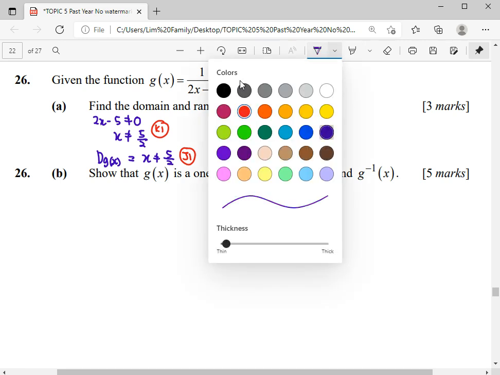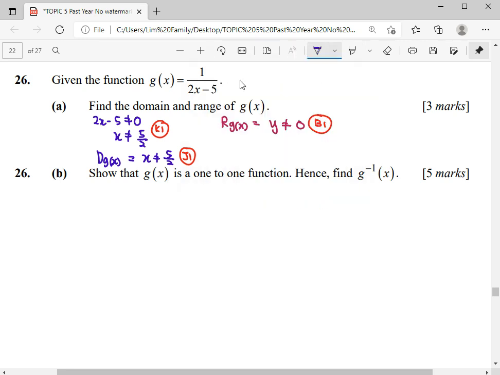For question B, they ask us to show that this function is a one-to-one function. We have two choices: either we use the algebraic method or the graphical method. Here I will use the algebraic method. Then hence find g inverse, which means I have to calculate g inverse also. So I have two tasks here.